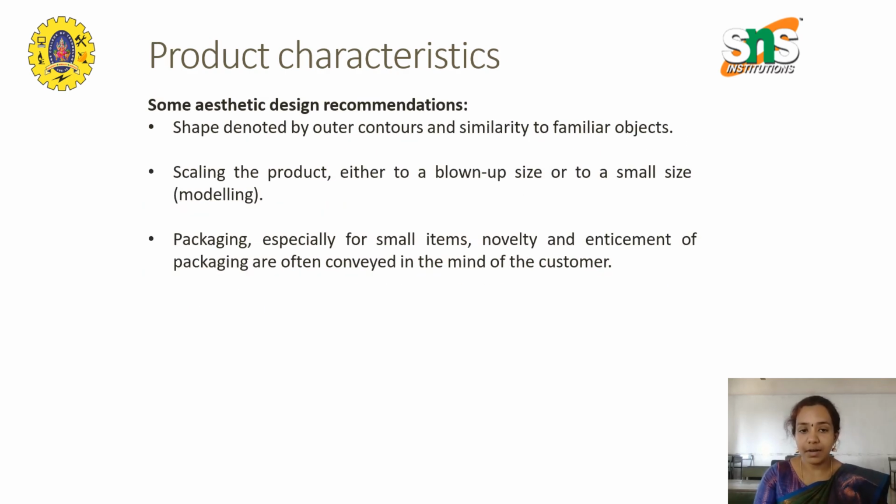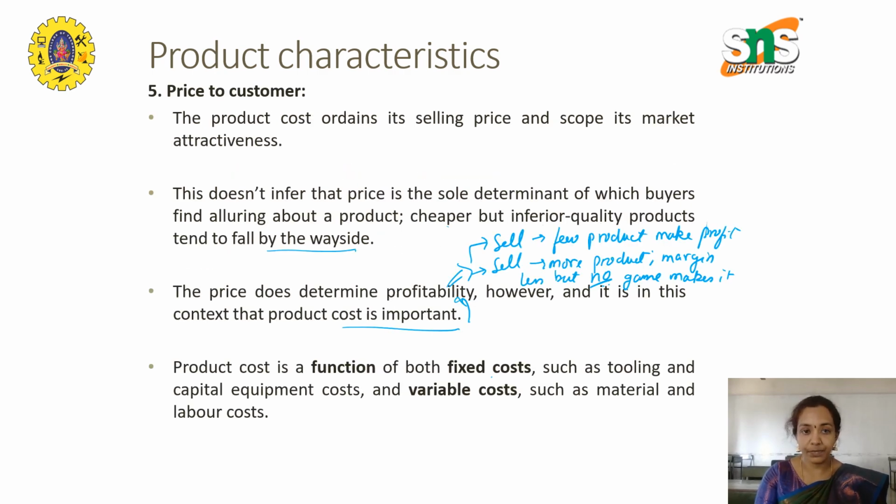Some more aesthetic design recommendations: shape, denoted by outer contours and similarity to familiar objects. Scaling the product, either to a blown up size or to a small size model, is also an important recommendation. Packaging, especially for small items: novelty and enticement of packaging are often conveyed in the mind of the customer.